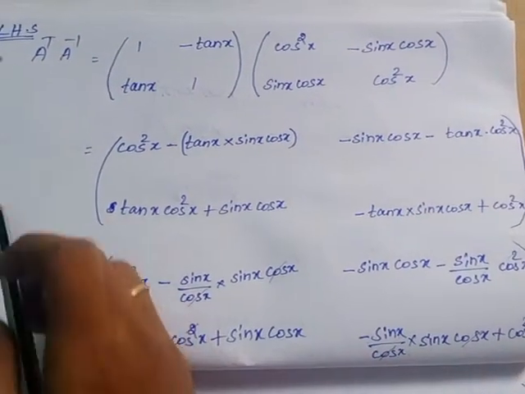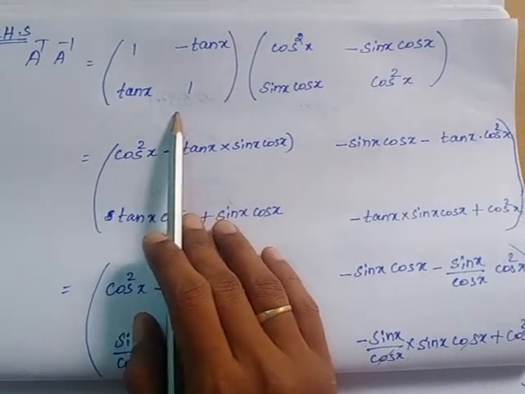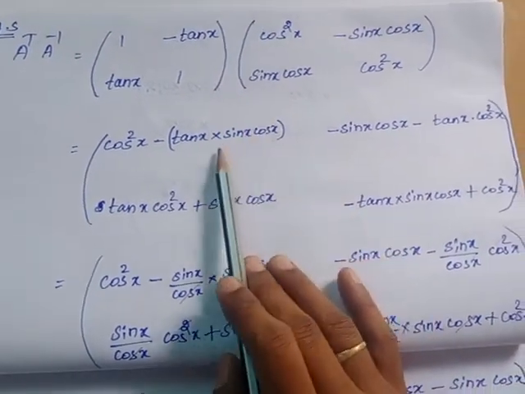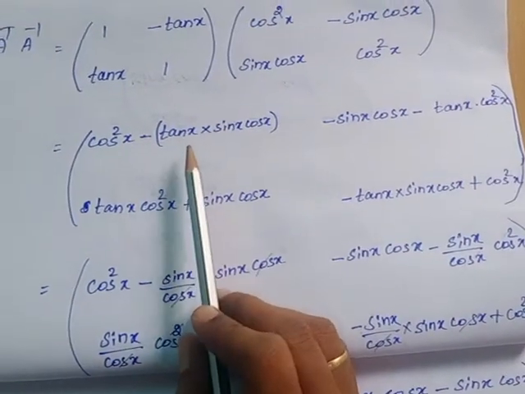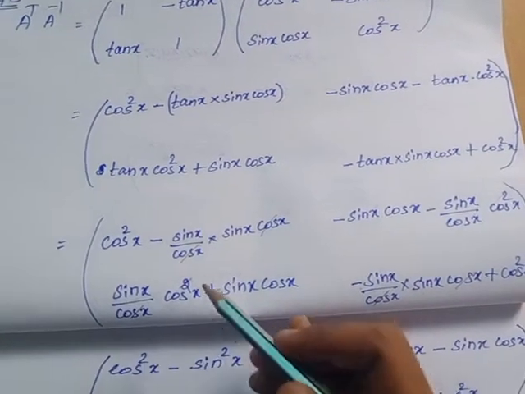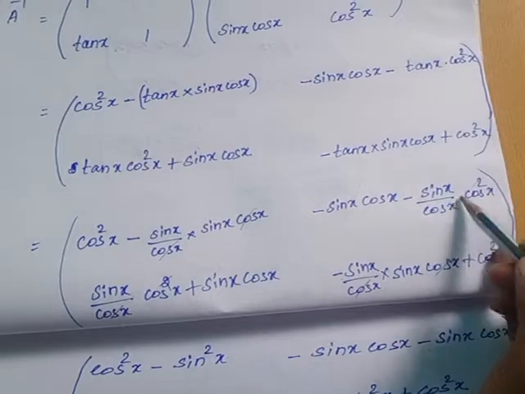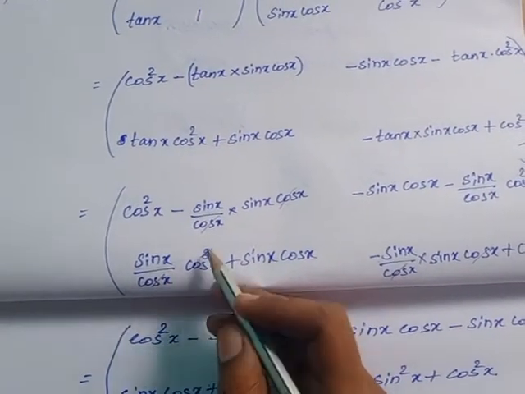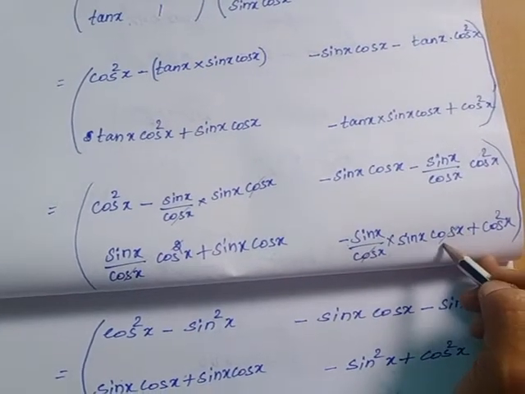Next we multiply A transpose into A inverse. First I write the A transpose matrix, next the A inverse matrix. So the product of these matrices gives this answer. Next, in every place tan x can be written as sin x by cos x. Then you cancel the terms: here cos x and cos x are cancelled, and one cos x remains. Here also cos x and cos x are cancelled, and one cos x remains.